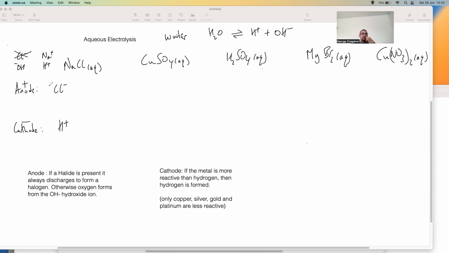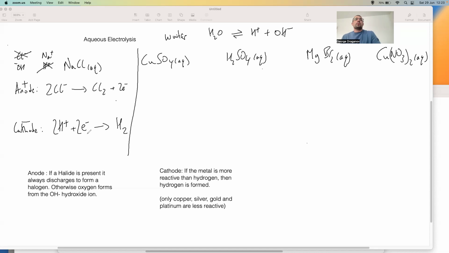So for the half equations, this one I'm expecting you to know now. 2Cl minus goes to Cl2 plus 2e minus. So it's going to go to Cl2 plus 2e minus. You just need to know this. Now the H plus one needs to add an electron to become a neutral H. But because H likes to be diatomic, we need to double these. So that's my reduction. This is my oxidation.